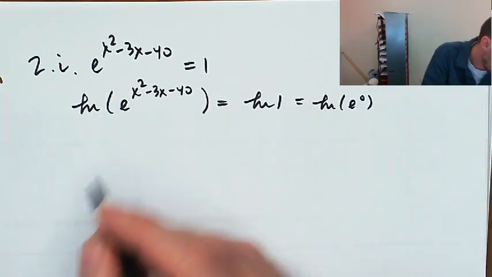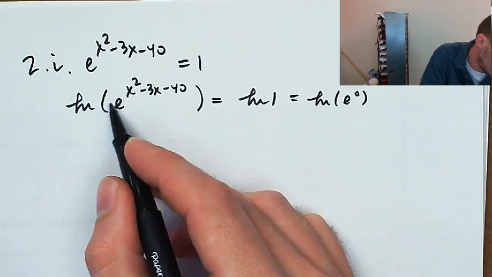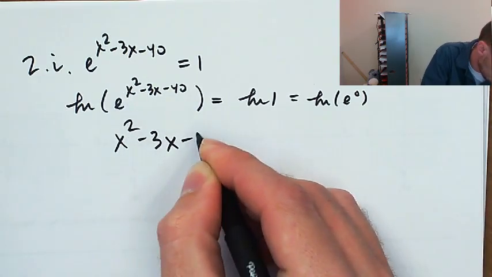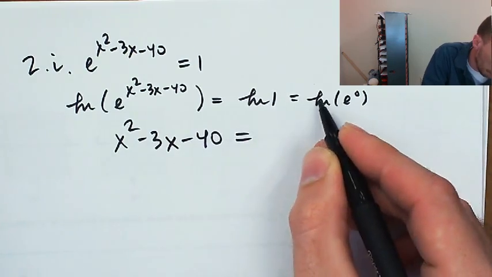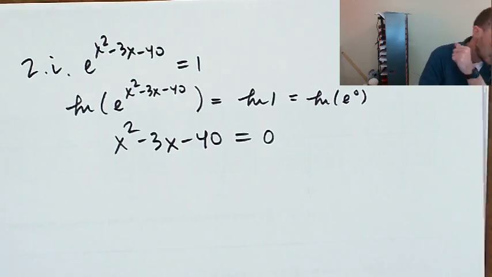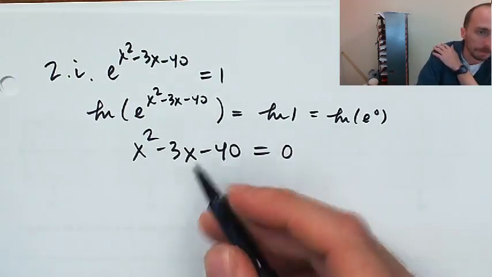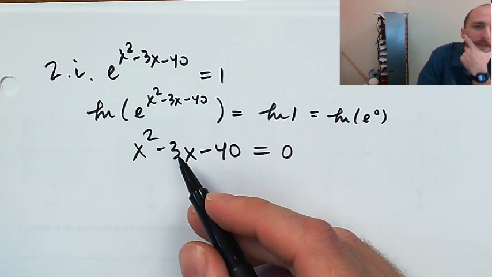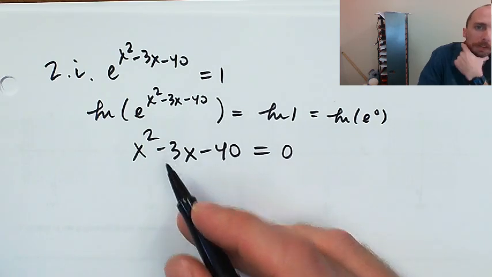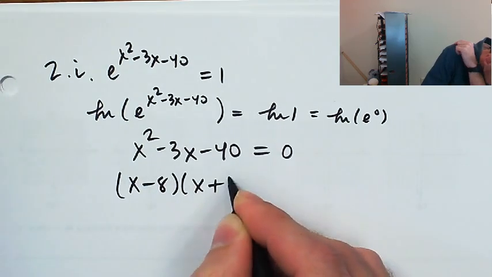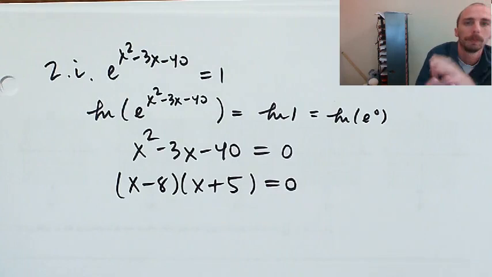Varying degrees of success. Over here, I'm going to say that this is just x squared minus 3x minus 40, and that's going to be equal to the natural log of e to the 0, and that's just going to be 0. And now it's already set to 0. I'm just going to try to factor this. What are two numbers that multiply to negative 40 while adding to negative 3? I think it's going to be 8 and 5. So negative 8, positive 5. So x minus 8 times x plus 5 equals 0.